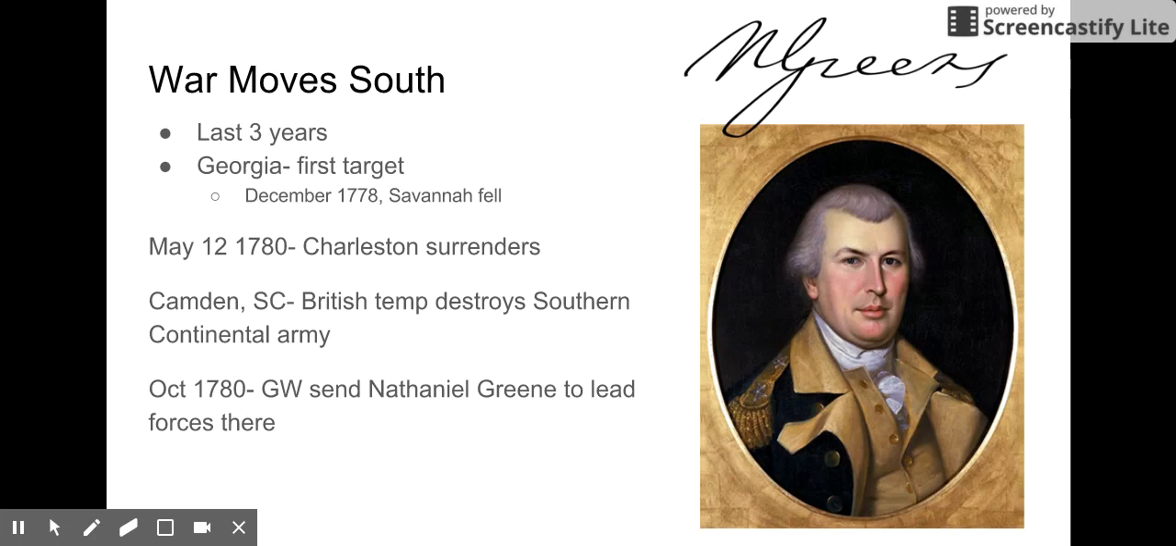Today, we would call what Greene did guerrilla tactics. He just harassed the British army and their loyalist allies. He would strike them by surprise, and then they would just sort of disappear into the woods. The British were not happy. They thought that was sort of a dishonorable way of fighting.